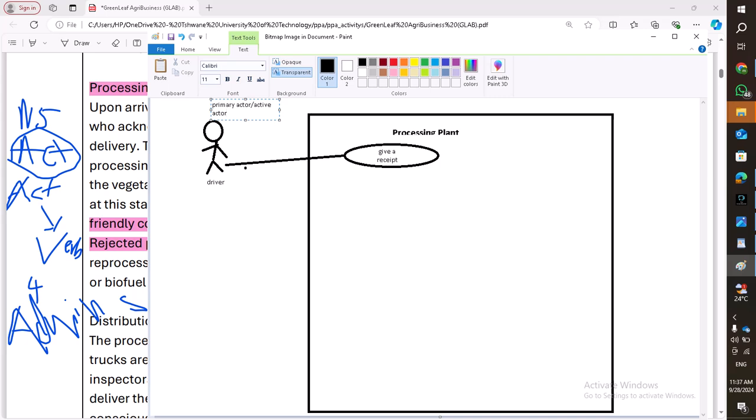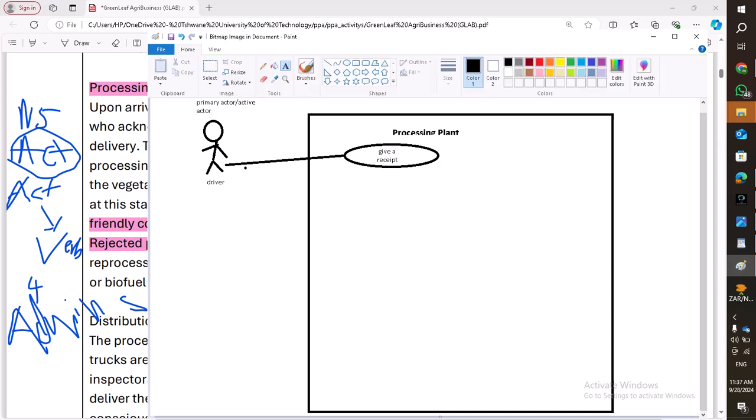Okay, why do I say this is an active actor? Because the driver did not depend on anyone just to trigger the system to make things happen. When the driver gives the flag, and then gives the receipt to whom? And if the driver is giving the receipts, what does the driver do?